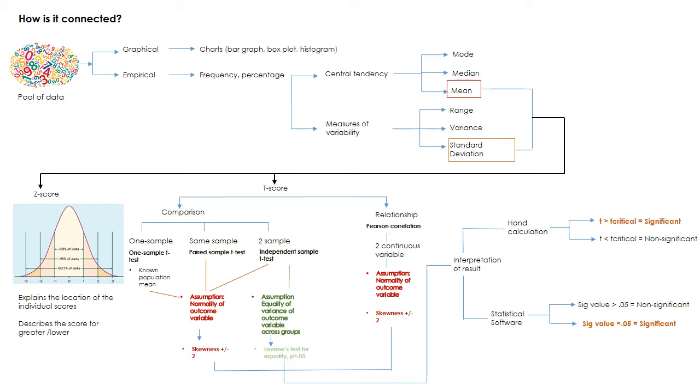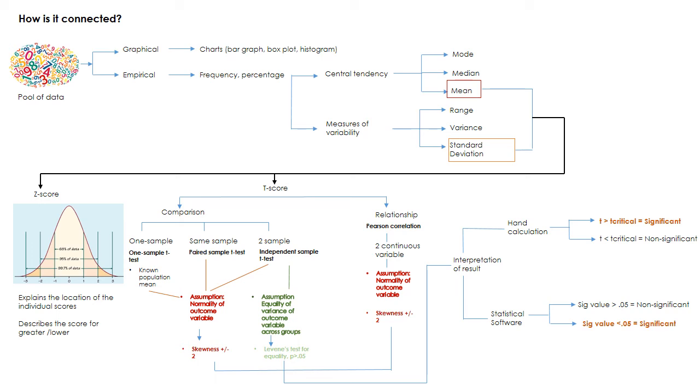T-scores are also used in relationship studies, or in questions regarding relationship. In your Stats 1, you have covered Pearson correlation. When do we run Pearson correlation? When you have two continuous variables. These two continuous variables should also meet the assumption of normality. You want to know the distribution. Are they skewed or are they normally distributed? Again, there is a skewness criterion to be met.